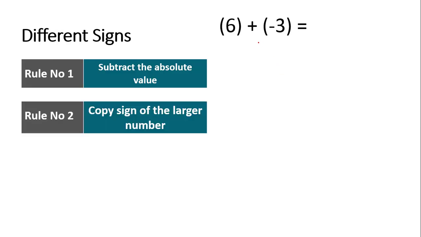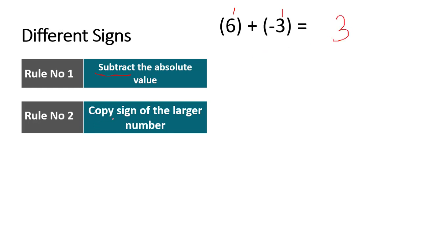Next, let's proceed sa pag-add naman kapag yung sign ay magkaiba. Say for example, we have 6 plus negative 3. So, ang rule natin dyan, kapag magkaiba yung sign, i-subtract naman natin yung absolute value nila. Okay, we have 6 minus 3, we have 3.